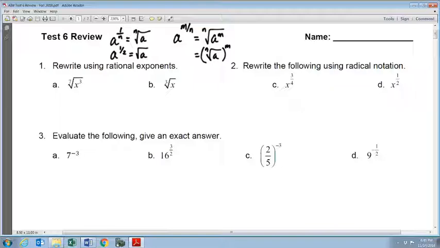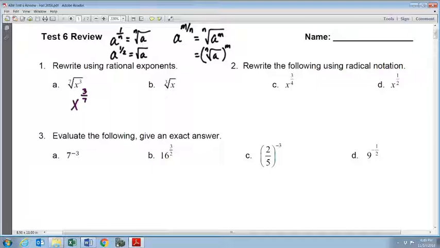Alright, so let's go ahead and get started on number 1 here. You've got a 7th root of x cubed. So again, the denominator of our fraction is going to be 7, so it's going to be x to the 3/7 when we write it using rational exponents. When we see rational, think fraction.